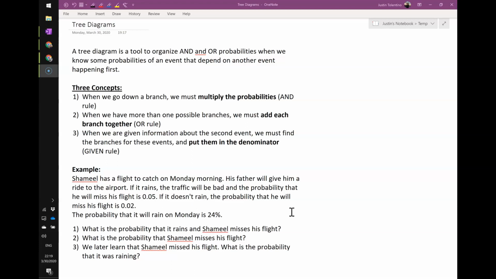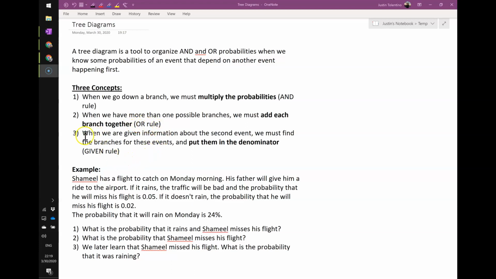So when we get there, you're going to see that there's three concepts we're going to look at. One is when we go down a branch of a probability tree, we're going to multiply the probabilities because we want the first thing to happen and the second thing to happen. So it's an and type of rule here. We're multiplying. Sometimes we have multiple branches that are possible that we want. Well, that's when we have to add those branches together because that's an or probability. It could be one branch or it could be the other branch. So that's an or type. So we add them together since they're both possible.